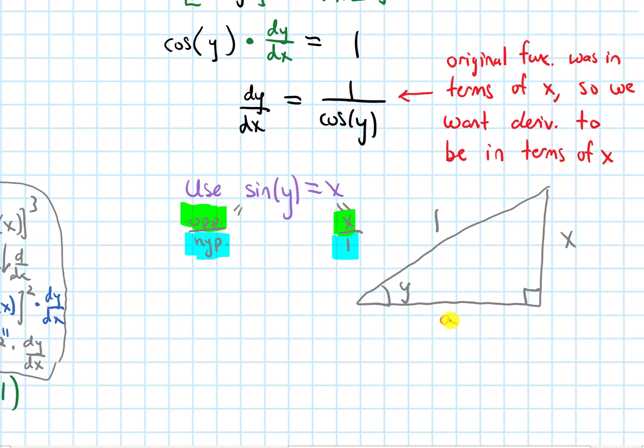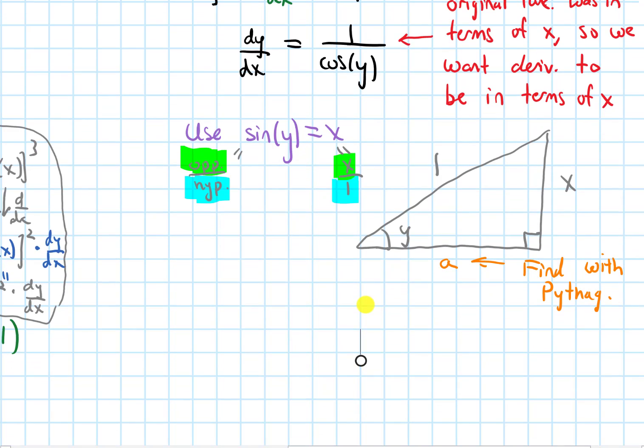So I have this missing side. Let me call that a. And we can find this with the Pythagorean theorem. If I use the Pythagorean theorem, we will get a squared plus x squared equals 1 squared. And if I isolate a, we will get a equals, well, 1 squared is 1, so 1 minus x squared. I would square root it to get rid of the squared on the a. And normally when I square root both sides of an equation, I have to put a plus or minus. Over here, I don't need a plus or minus, since our a is a length.